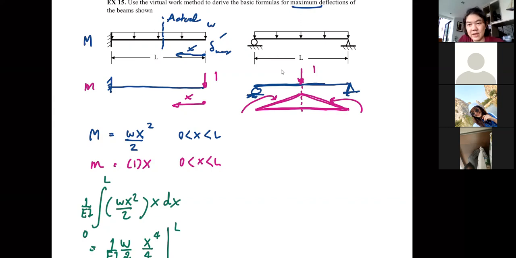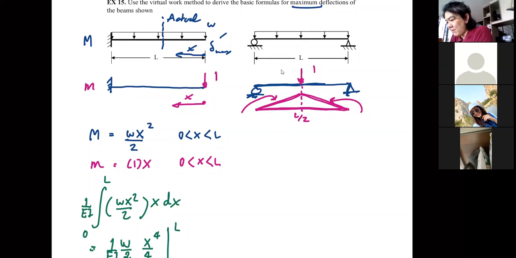This case on the left, it's just one domain, so it's pretty easy and straightforward. For the case on the right, look at the bending moment diagram of the beam under the virtual load. Now you can see that there are two domains for that, and that means you need two equations. And your range here, that's L over 2. Okay, so let us write the moment equation for this.